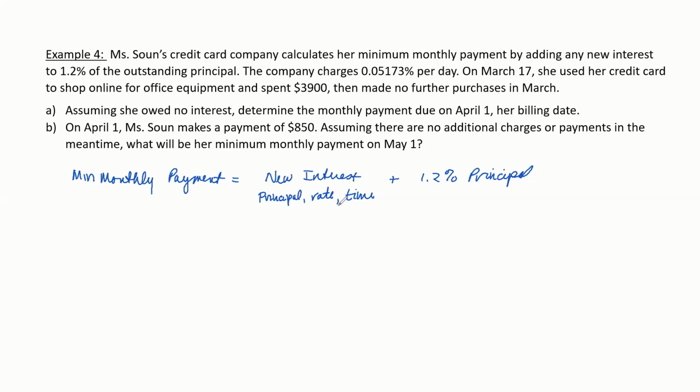Now there is no new interest because she didn't owe any money to begin with. So we don't have to worry about that. So we're just doing 1.2% times the principal, which is the $3,900 that she charged for the equipment. So in a simple month where there's no outstanding balance, we don't have to worry about that. And we have $46.80, which we round up to $47.